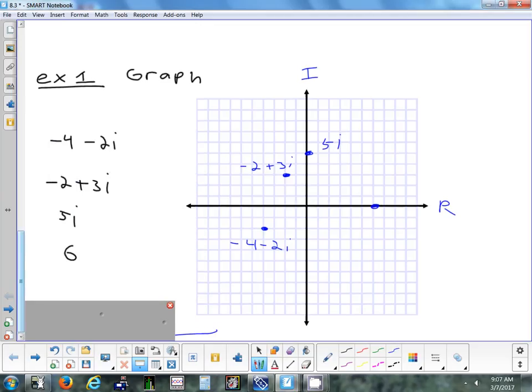All right, so any questions on graphing? So that part's pretty straightforward.